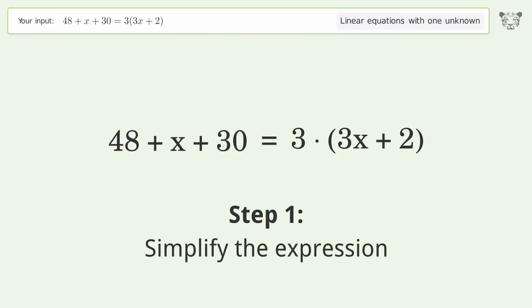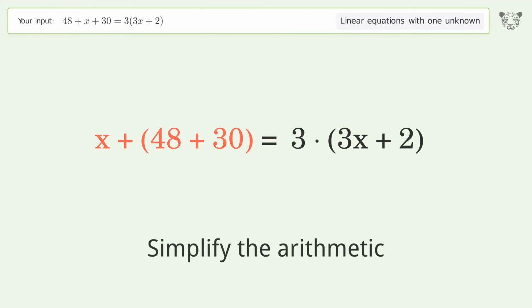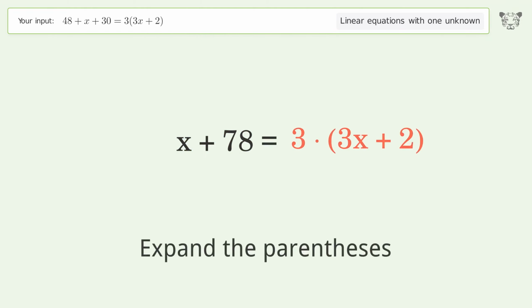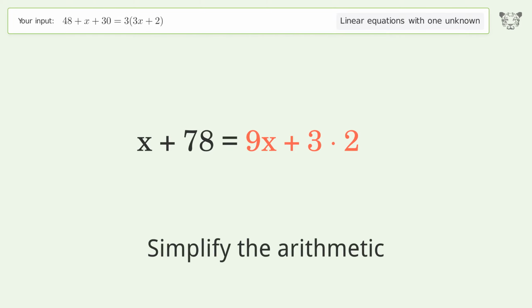Simplify the expression. Group like terms. Simplify the arithmetic. Expand the parentheses. Multiply the coefficients. Simplify the arithmetic.